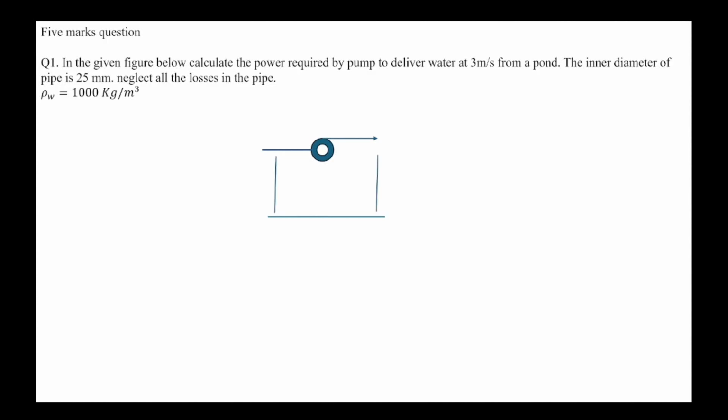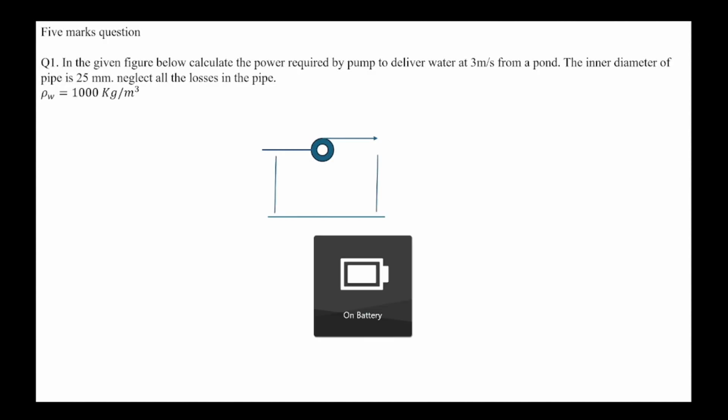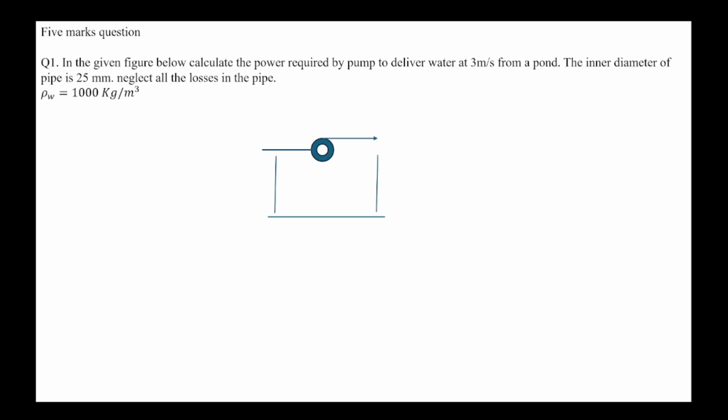So in the continuation of the previous GATE series, we are solving the questions of GATE 1997. We have completed the section A. So today we will see some of the questions of section B. Then in 2 or 3 videos, I will complete 1997.